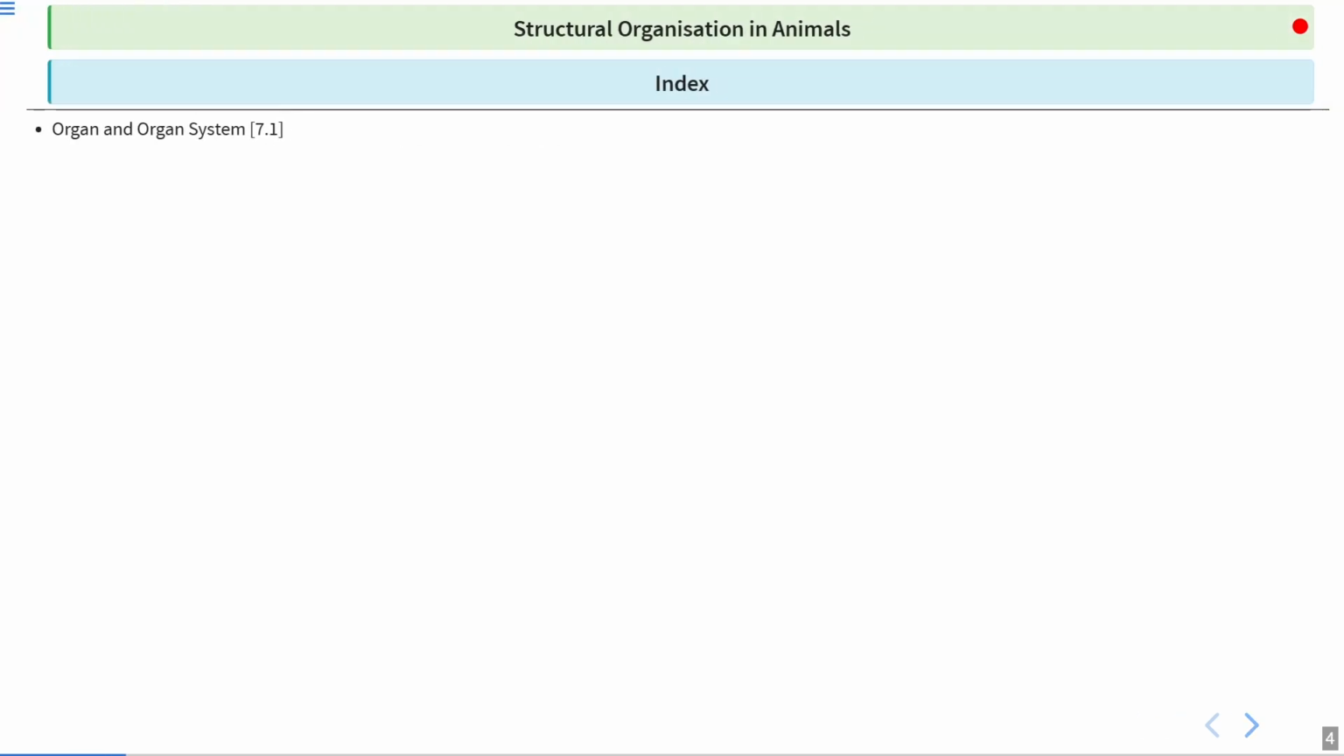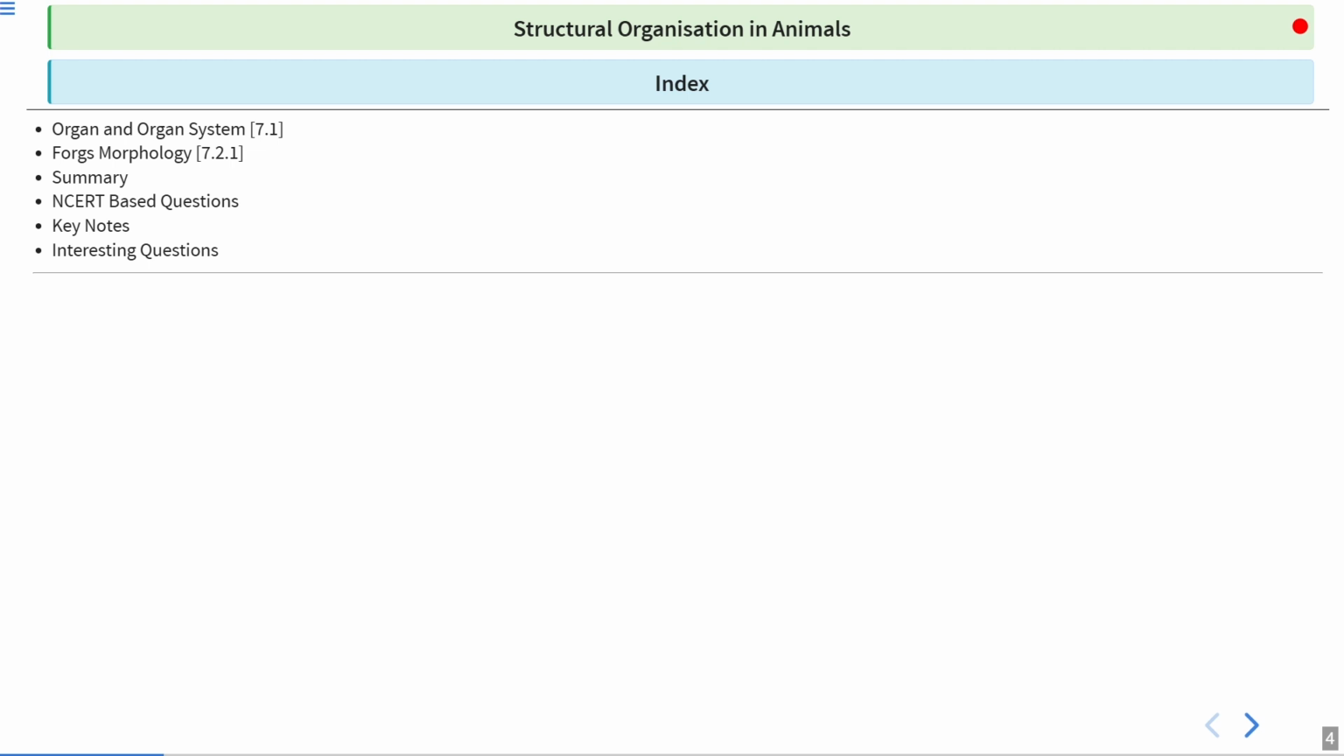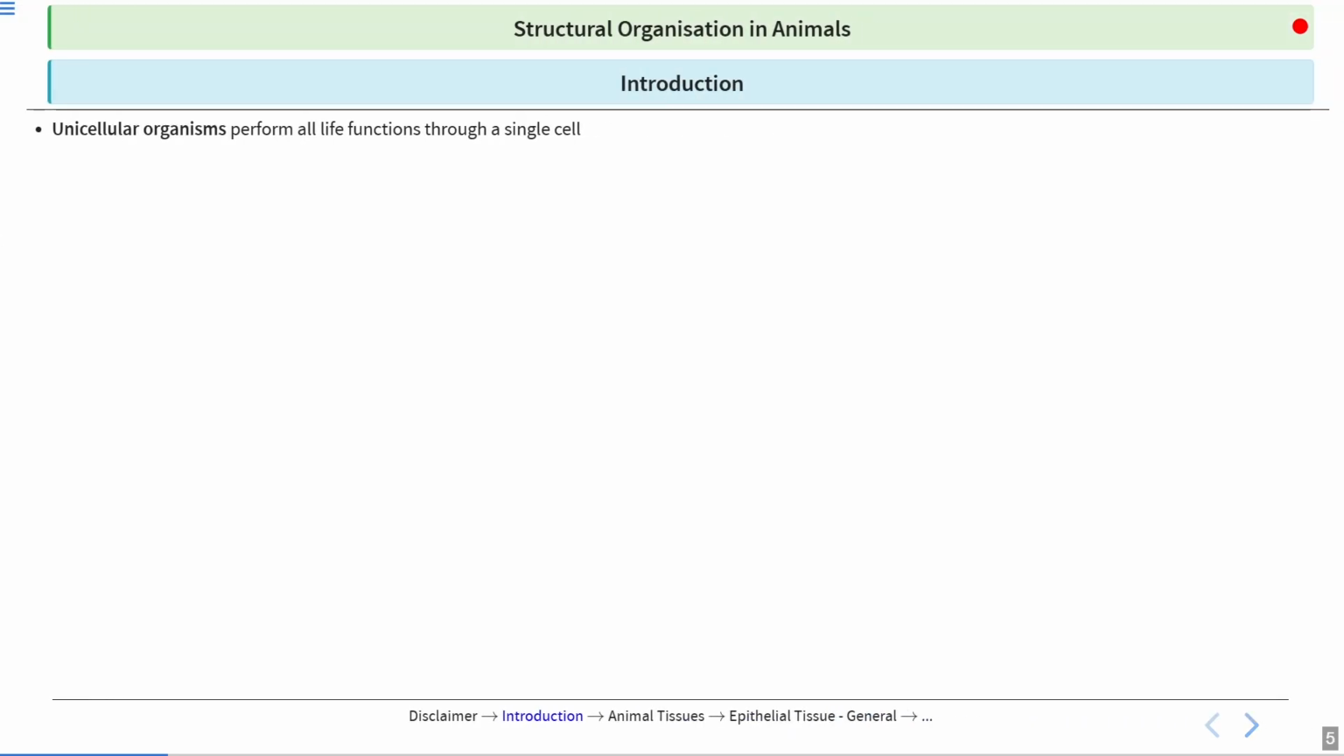Index: organ and organ system, right? So that is the 7.1 section of the NCERT that we are going to cover today. And another part, frog's morphology, that is the 7.2.1 section. There will be the summary of the chapter at the end. Then there will be some NCERT based questions. There will be keynotes. And at the end, there will be some interesting questions for you that you are going to solve. Okay, so let us start today's session.